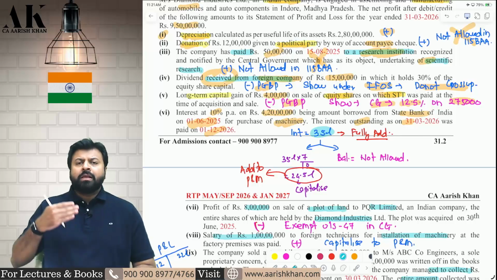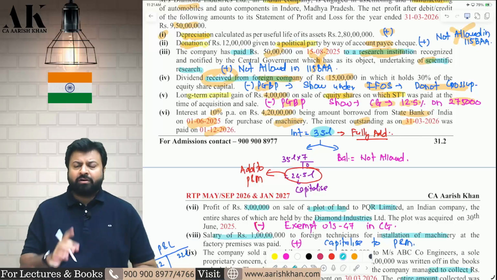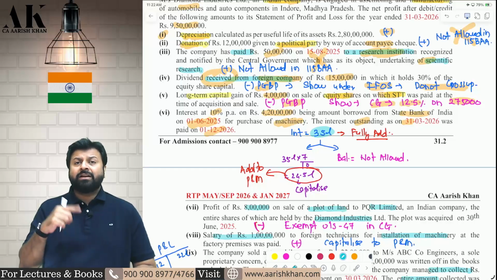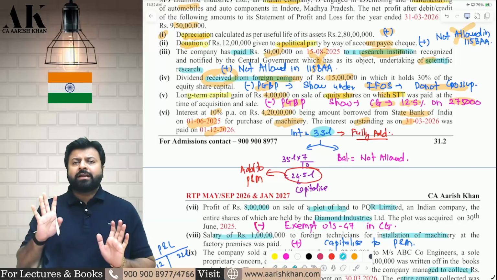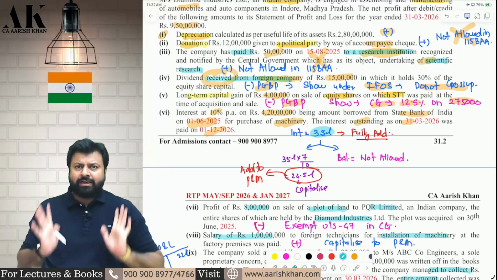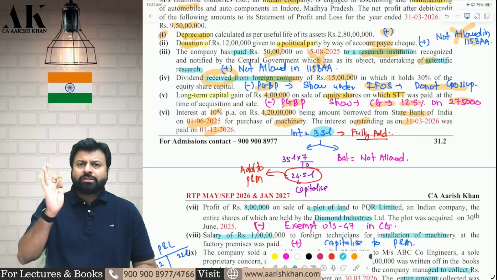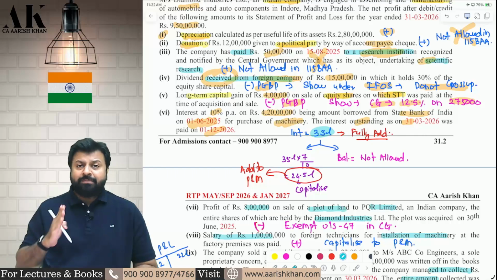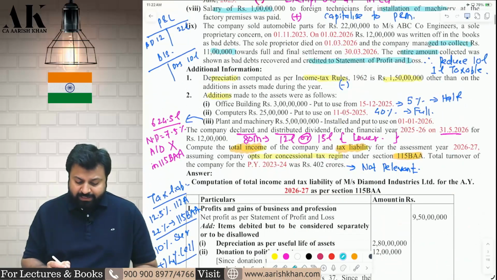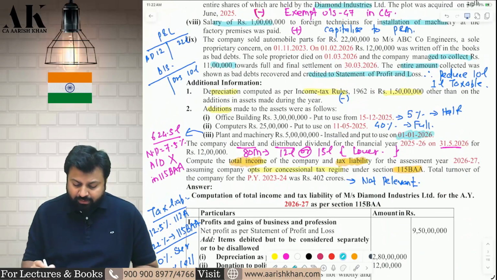What do you do? You disallow this 35 lakhs completely because this interest is not an expense. It is taken for the purpose of an asset, for plant and machinery. So whatever is the interest of 10 months, that is 35 lakhs, you add back. Once you add back that 35 lakhs, now you check the treatment. When is the machinery purchased and when is it put to use? The machinery is purchased and put to use on 1st of January 2026.